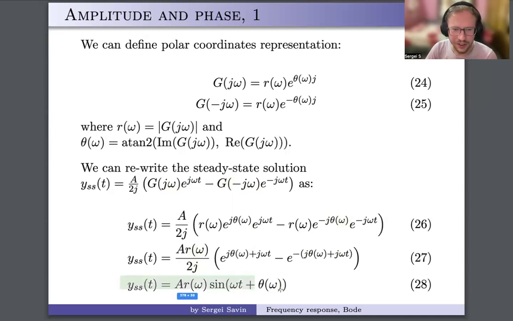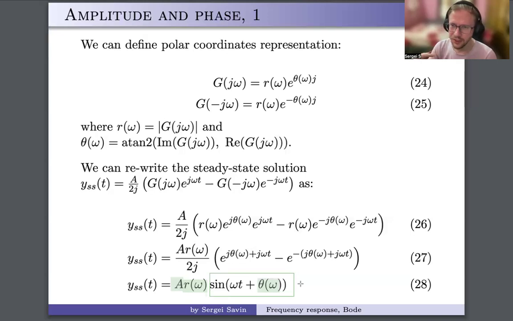Well, what we got is this expression for the steady-state solution. Now let us look very carefully there. This expression has A, which is the amplitude of the original signal, times R of omega, times the sine wave, which is shifted by phase theta. So now we know what's going to happen with our system.